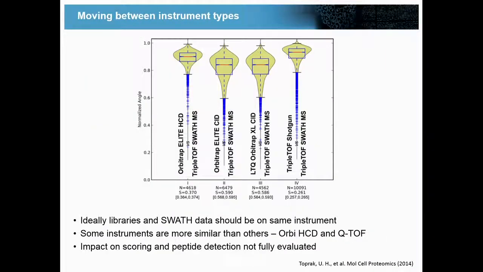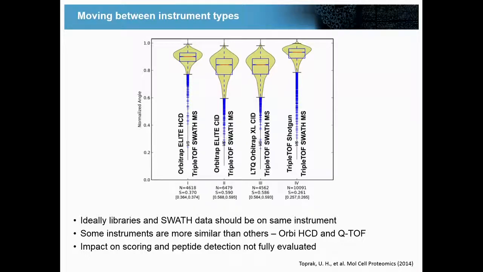So one question that comes up sometimes is, what about moving between instruments? Is the fragmentation similar if you go from one instrument to the other? The short answer is that instruments that use beam-type CID, referred to as HCD on the Orbitrap, if you compare those, then they look similar. In this graph, what I'm showing is always comparing the relative fragment ion intensities of a large number of spectra to SWATH MS data collected on the TripleTOF, right?